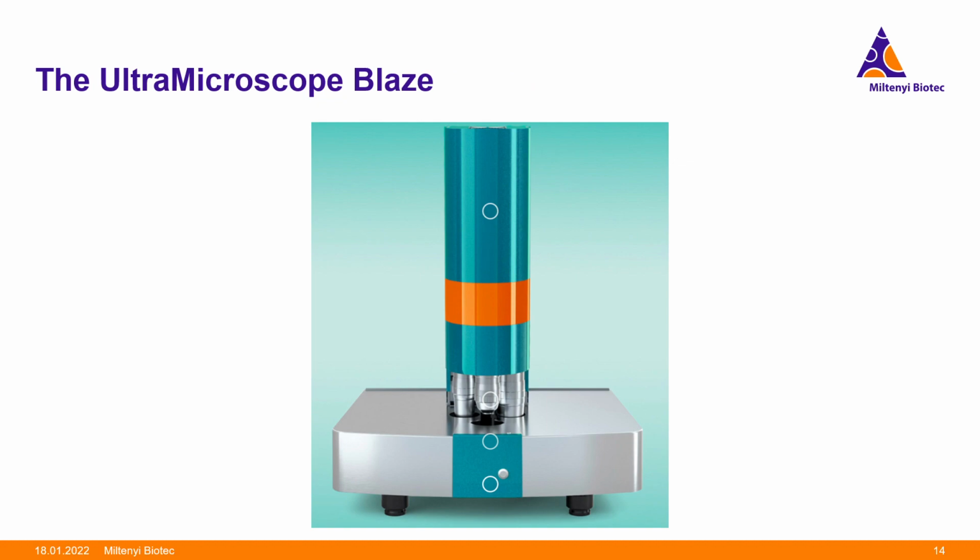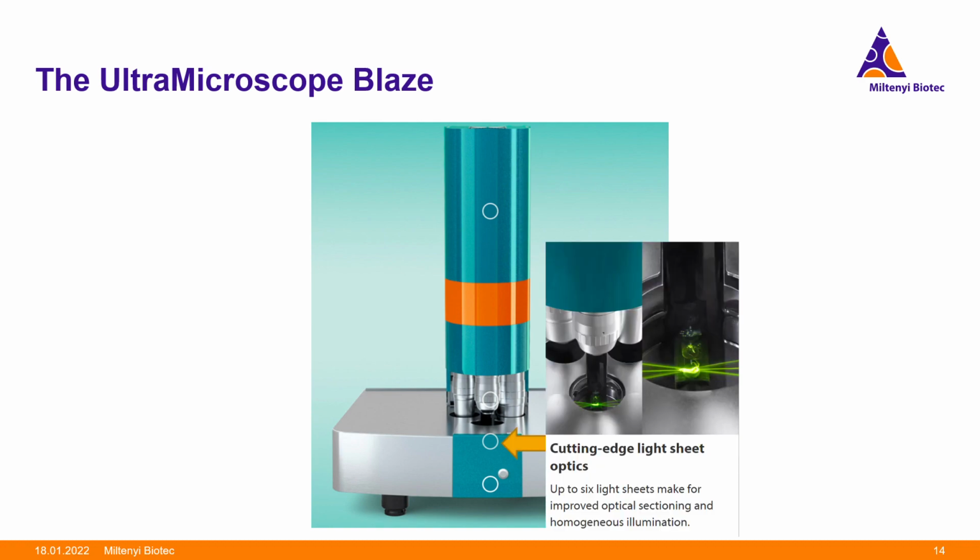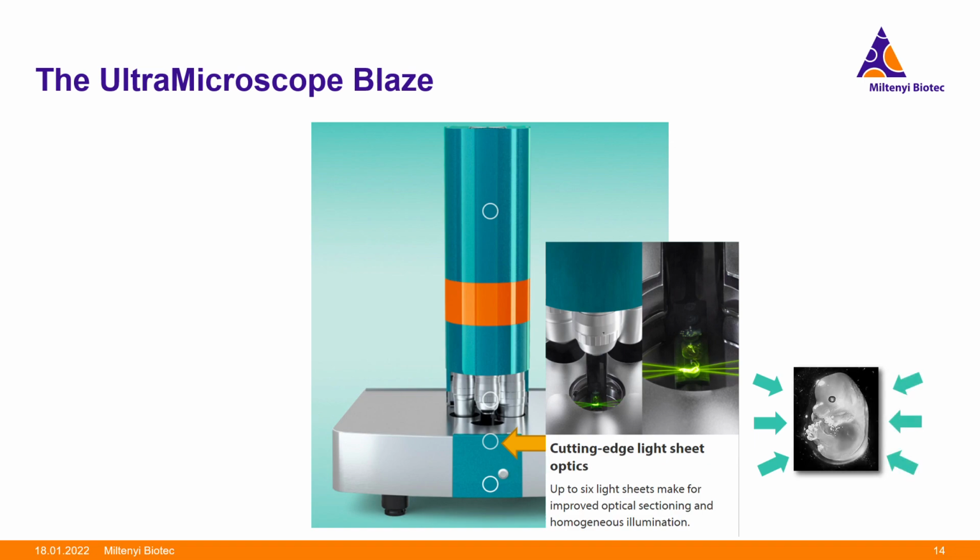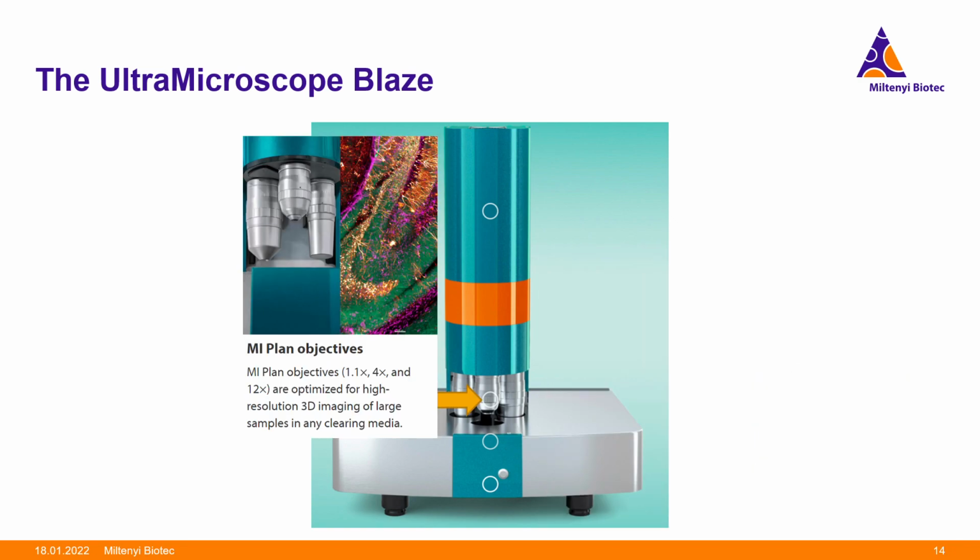Here is an image of the UltraMicroscope Blaze. The first thing that I'd like to point out is the cutting-edge light sheet optics. The UltraMicroscope is equipped with 6 light sheets, 3 on the left side and 3 on the right. As you can see in this little image on the right-hand side, this really gives the scope homogeneous illumination, which in turn is able to give us improved sectioning and ultimately the superior image quality that we've seen in some of those images before.